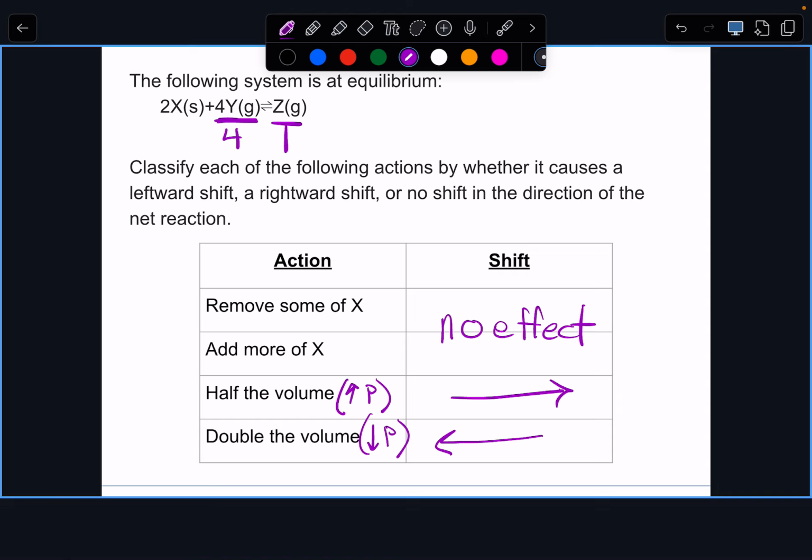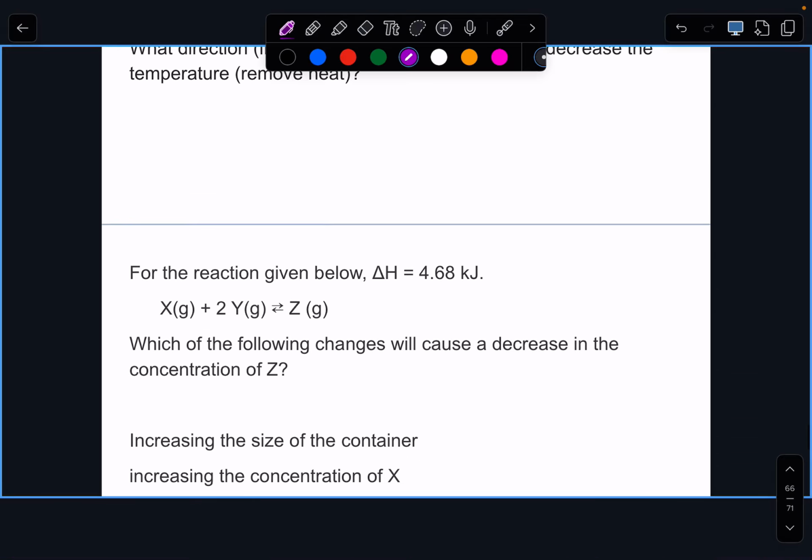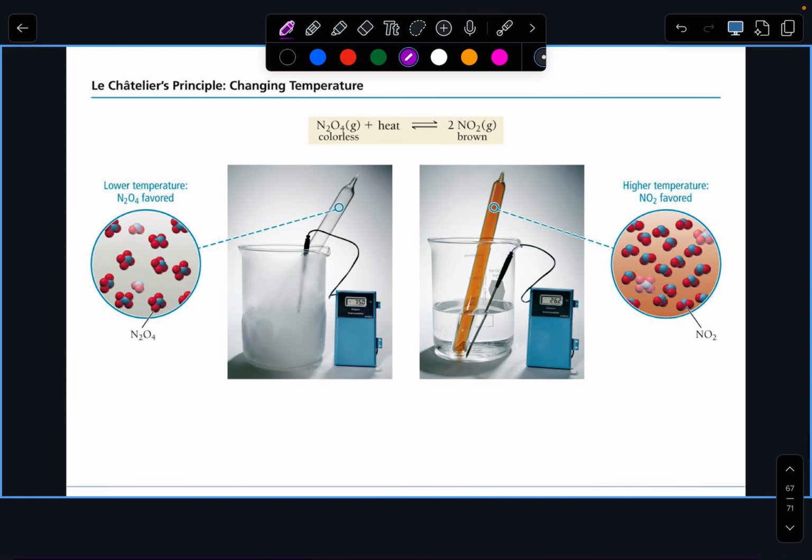All right, we just need to talk about temperature now. Are we doing okay still? Okay. All right. Let's go to the picture again. So let's go to this one.